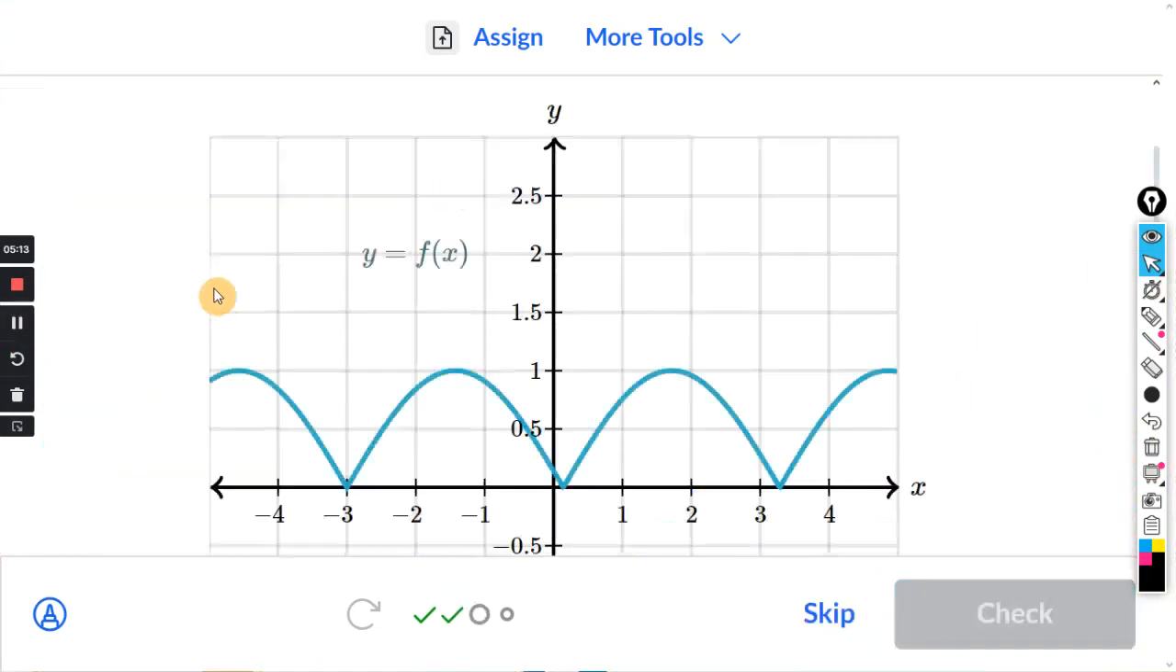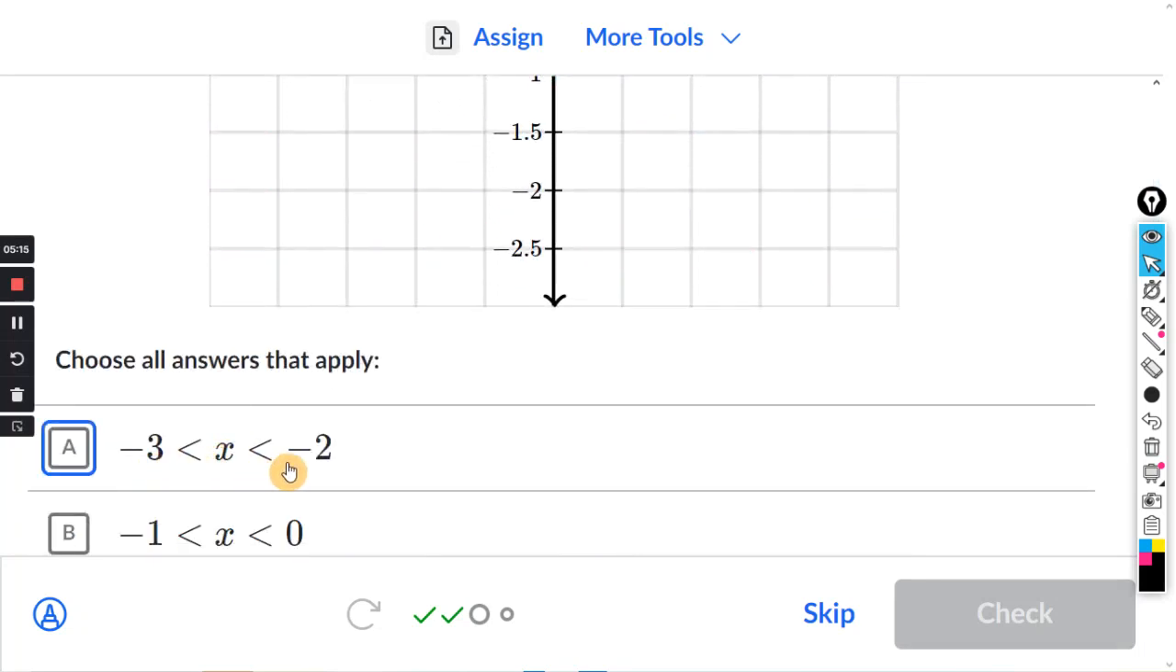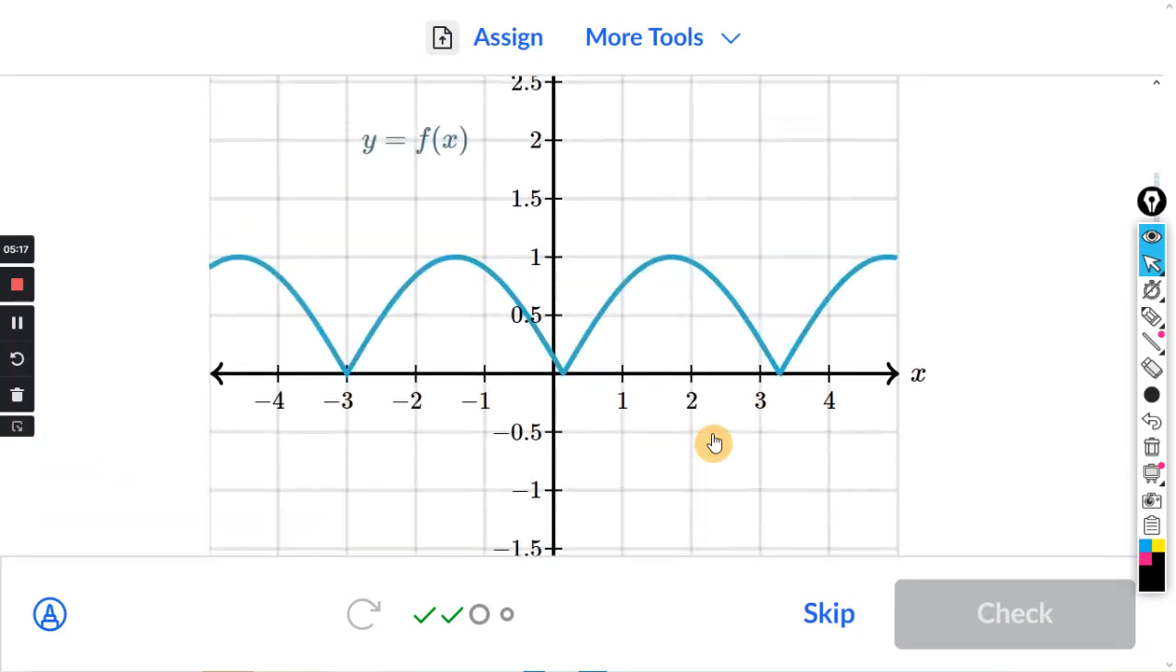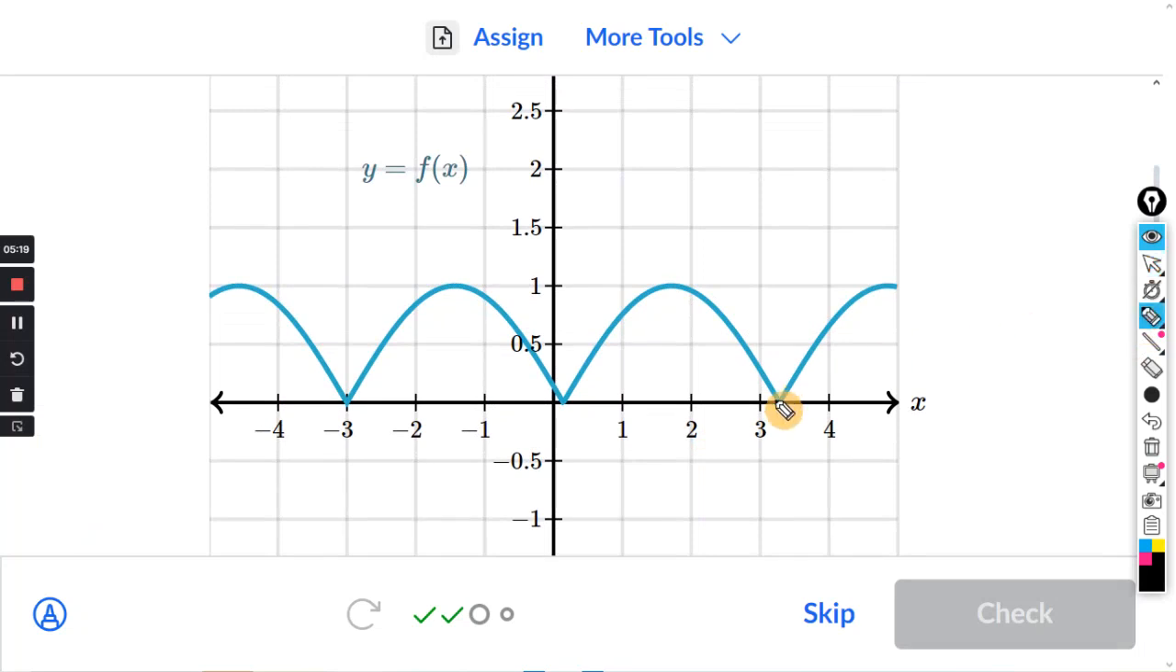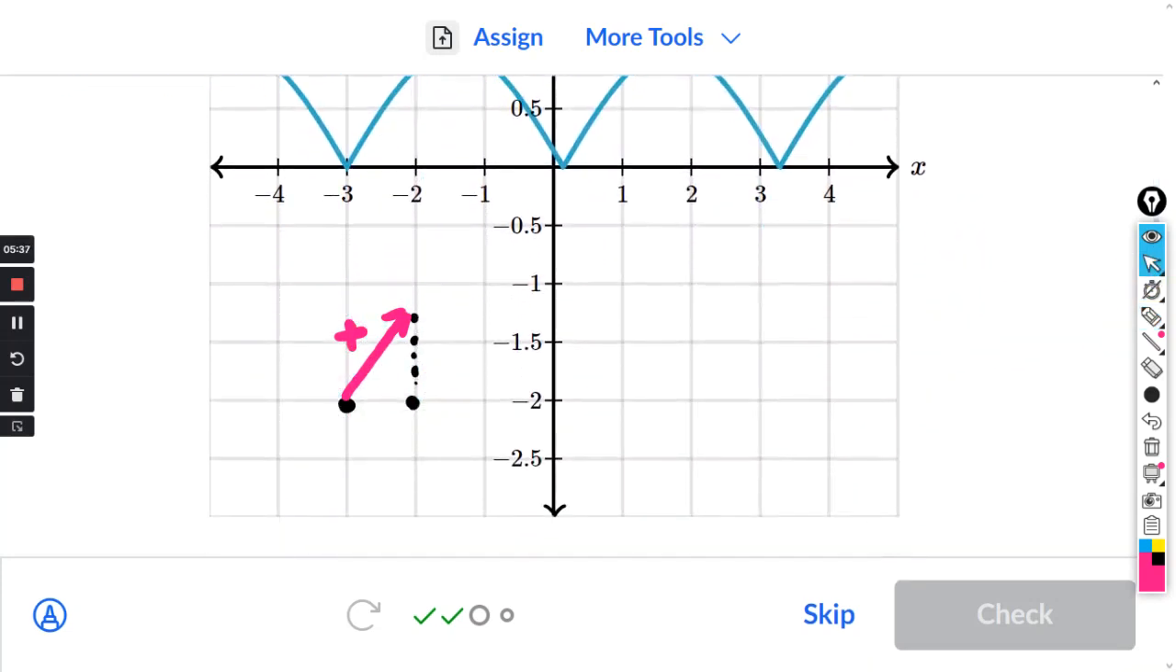All right, increasing between -3 and -2. X equals -3 and -2. Trace it to the graph. What's the graph doing there? -3 to -2. That is clearly increasing. That's a positive slope. And that's what they asked. So A is good.